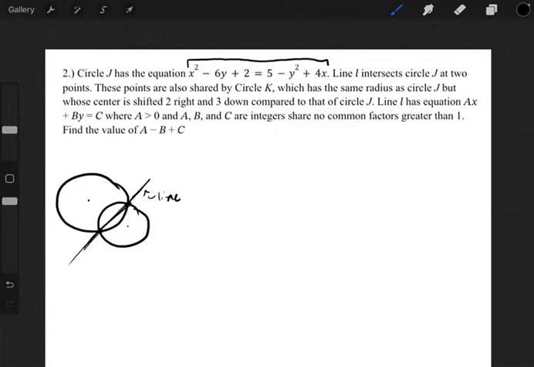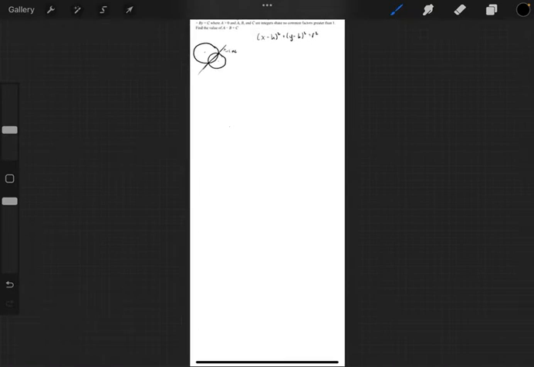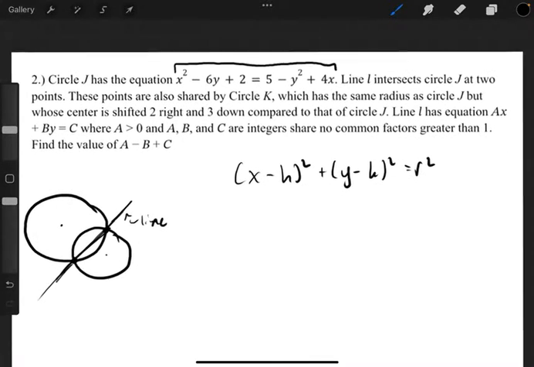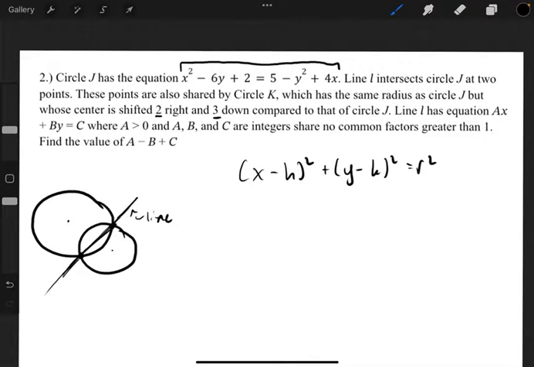What we can do from there, because the circle equation is x minus h squared plus y minus k squared equals r squared, is easily move the h and k. We know that it moves 2 to the right and 3 down, which means h is just going to be plus 2 and k is going to be minus 3. From where we find h and k to be, that's going to end up being our new circle equation.